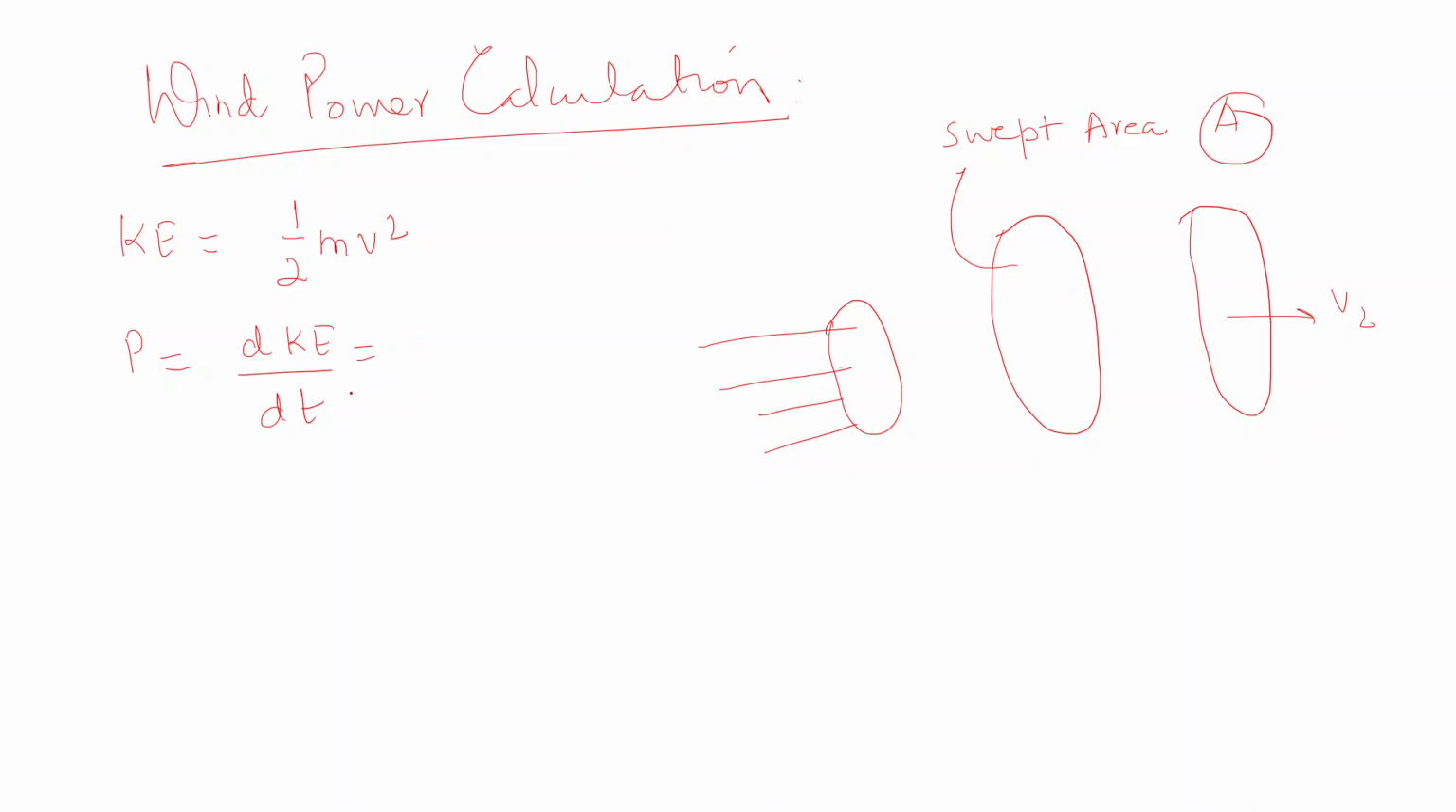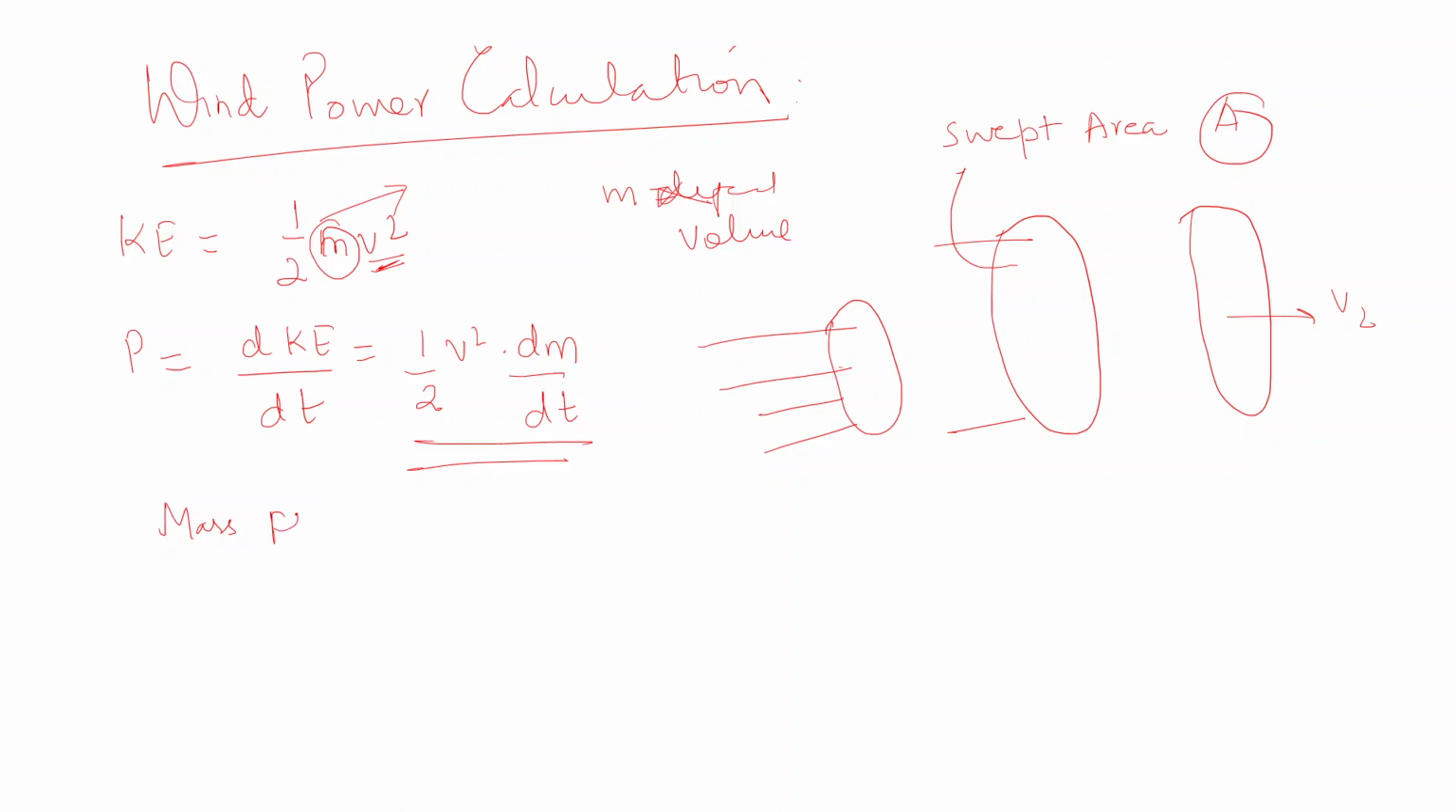If we differentiate with respect to t, the only variable term is m, not v. So power is half v squared dm by dt. Why is dm a variable term? Because mass depends upon the volume. The higher the volume, the higher the mass, so it changes with respect to time. That's why dm by dt. V is a constant.